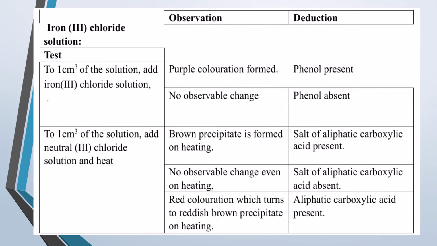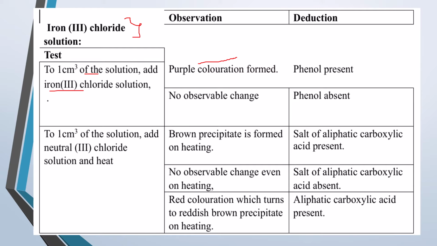So now the next reagent we're going to look at is the iron chloride solution. Now we know that iron chloride solution is mainly used to test for phenol. So with that being said, the test is that you add, to 1 cm³ of your test solution, iron chloride solution. Mainly we are going to tell you drop by drop until in excess. So the observation, in case phenol is present, you must see a purple coloration formed.